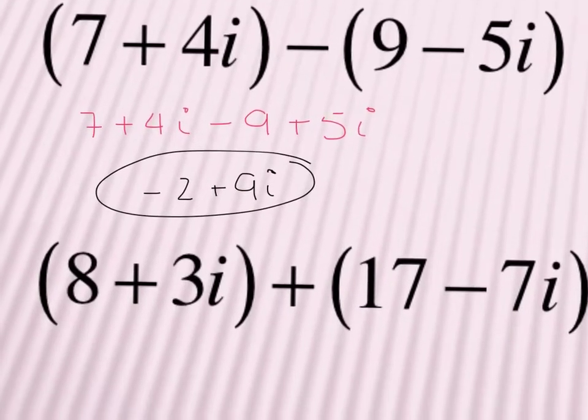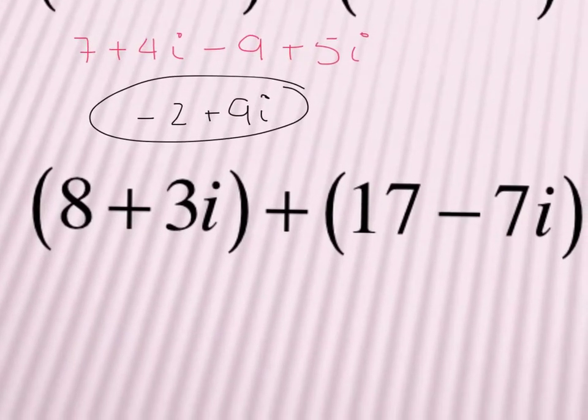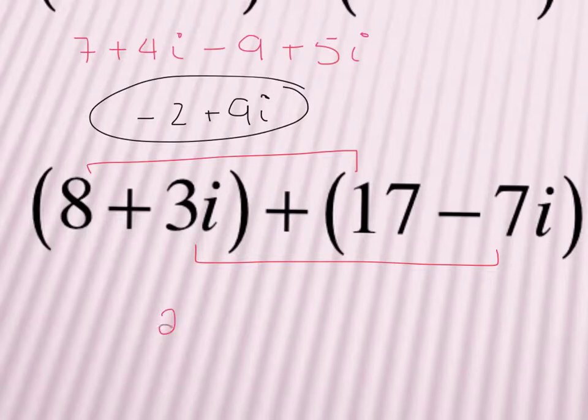Okay, let's take a look at our second example. I have 8 plus 3i plus 17 minus 7i. Here, because I'm not subtracting, I can just go ahead and combine like terms. So I'm going to go ahead and do that. 8 plus 17 is? And then I have 3i minus 7i is? And I'm done. My real plus my imaginary part.